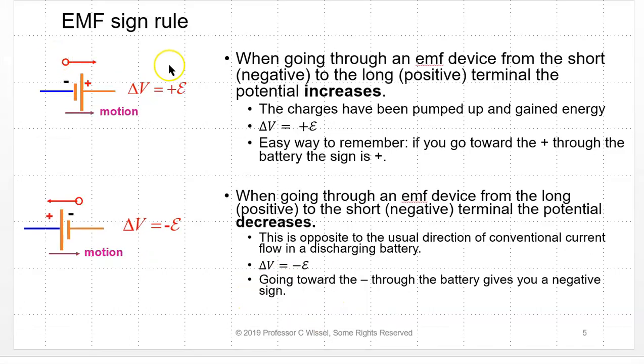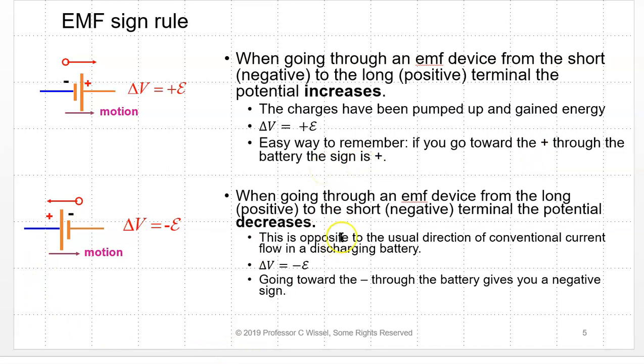The EMF sign rule is when you go through an EMF device from the short, which is the negative end, to the long, which is the positive end, the potential increases. You're going toward the positive terminal through the battery, so the charges have been pumped up and gained energy. So delta V is positive E. The easy way to remember this is if you go toward the positive terminal through the battery, the sign is positive.